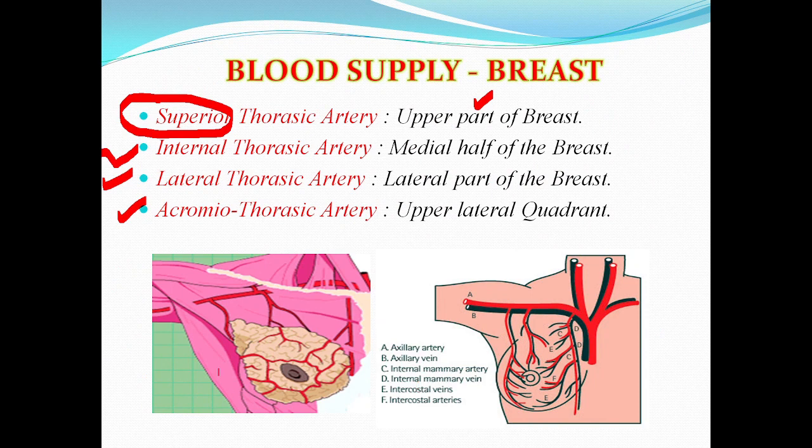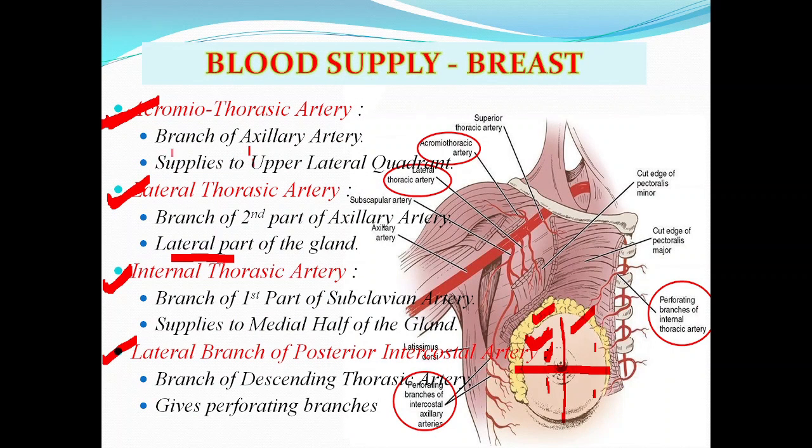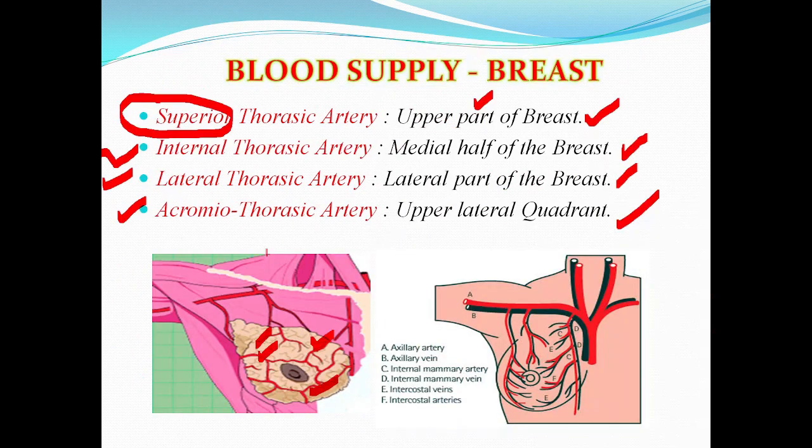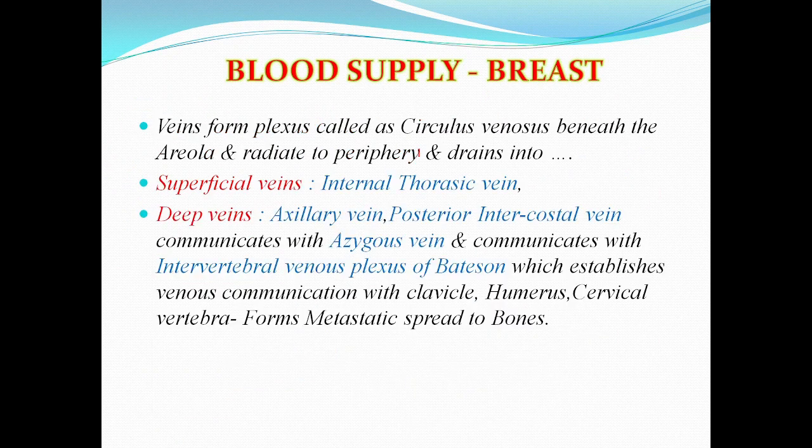Now when you check it over here, upper means superomedial and superolateral will be supplied by what? Superior thoracic artery. Internal thoracic artery means what? Superomedial and inferomedial. Lateral thoracic artery means what? Only superolateral. Acromiothoracic artery means what? So we need to understand the acromiothoracic is superolateral, and the lateral thoracic artery will be for both. So this is all about the blood supply to be remembered.